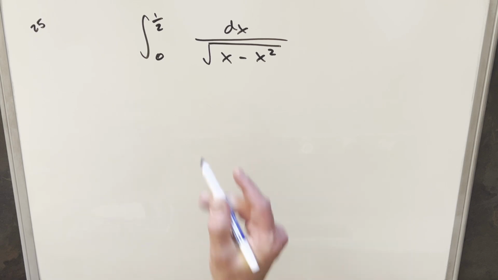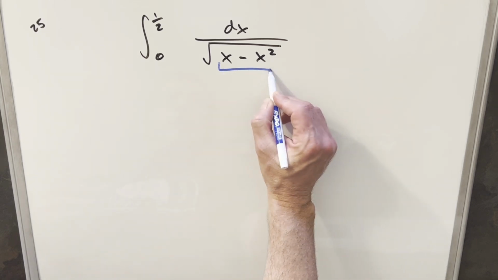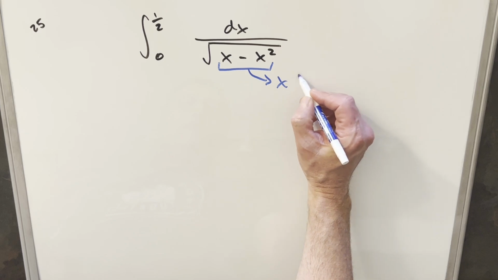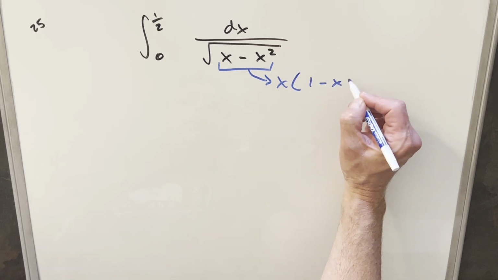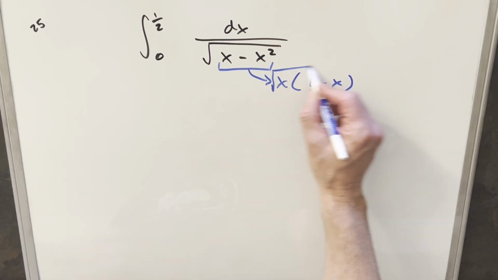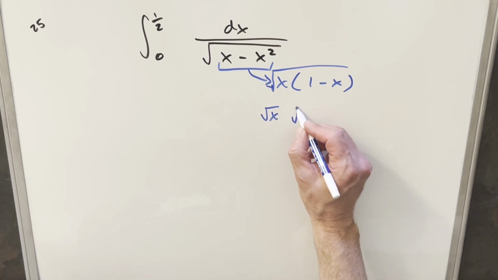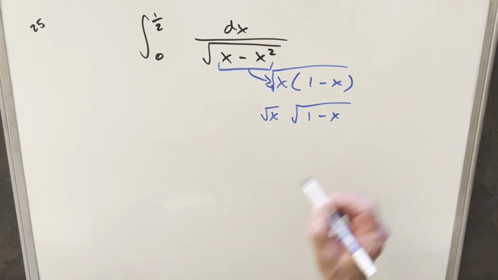The first thing I noticed is that what we have inside the radical is going to be factorable. I can just factor an x out of this and write this as 1 minus x. Then I can split this up and write this as square root of x times square root of 1 minus x.